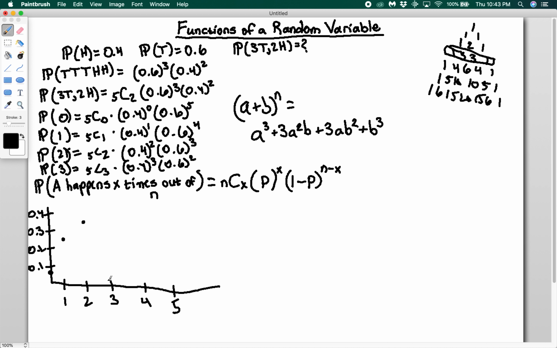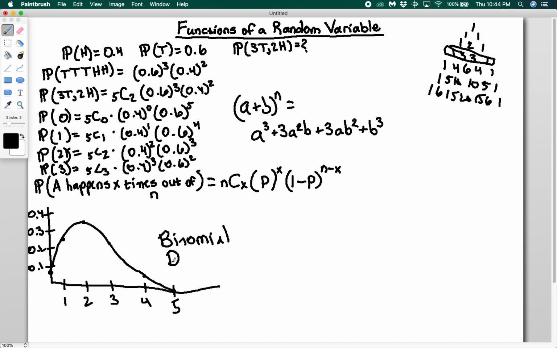So for 3, if we multiply that out, we get 0.2304, which is going to be like here. And then for 4, you get 0.0768, so that's going to be like here. And then for 5, you get 0.01024, which is going to be like here. You can kind of see this shape. I'm going to try to make it look okay. And this shape that you're seeing, where it's kind of peaked over here, and then it's got a long kind of thin tail where the probability of it happening is really small, this is called the binomial distribution.